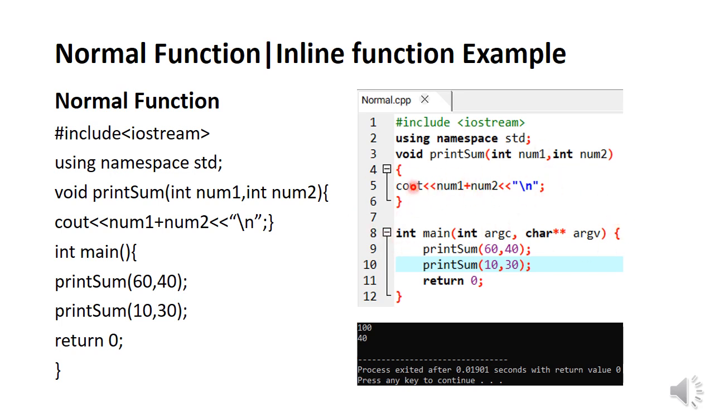So the calling function, which is the main function, contains two function call statements. Once the compiler encounters the function call, it immediately transfers the flow of control to the function definition, as I have told you. So after execution of this program, the output will be 140, because the sum of the first two arguments is 100, and then jump to the next line where the sum of the two arguments is 40.